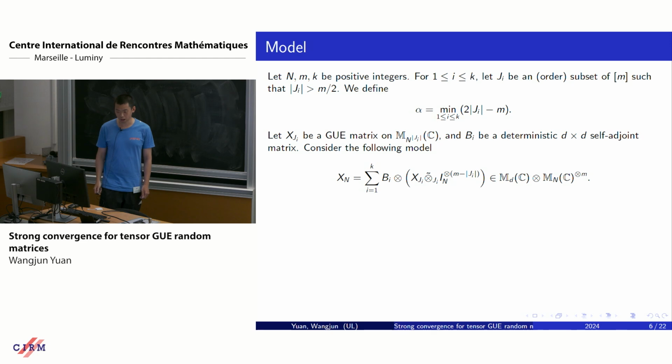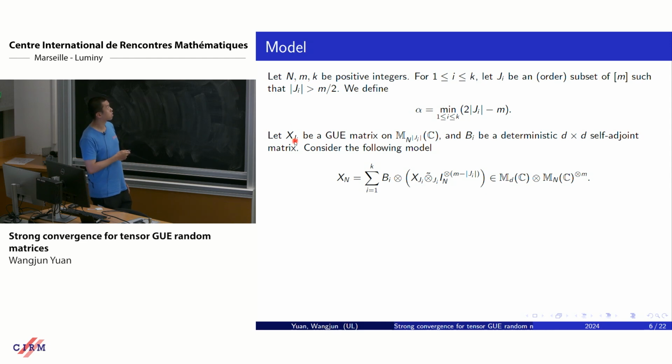Okay, next, let's turn to our model. Let n, m, and k be positive integers. For i between 1 and k, I choose Ji to be an ordered subset of the set of integers from 1 to m. And here I require the size of each Ji to be larger than m over 2. And I define the parameter alpha to be the minimum of 2 times the size of Ji minus m. So by this condition, alpha should be at least 1, since everything is an integer.